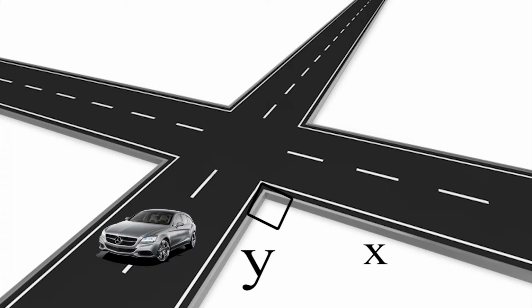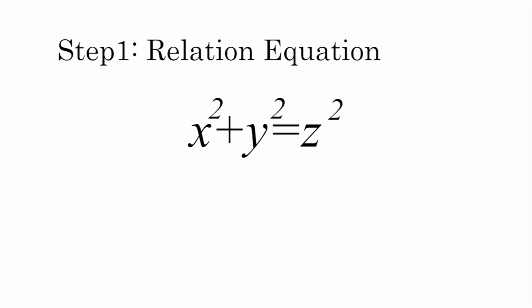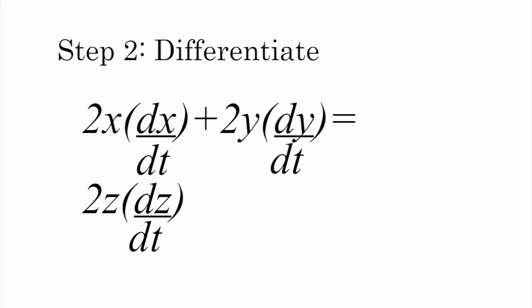Now, with a picture, let's find the relation equation. Our relation equation here is going to be the Pythagorean theorem, since there is a right angle. Conveniently, we already know all the distances, so our next step is to differentiate. Remember, we need to differentiate based on time. We end up with 2x dx over dt plus 2y dy over dt equals 2z dz over dt. Since we are looking for the rate at which the line changes, our target is dz/dt.